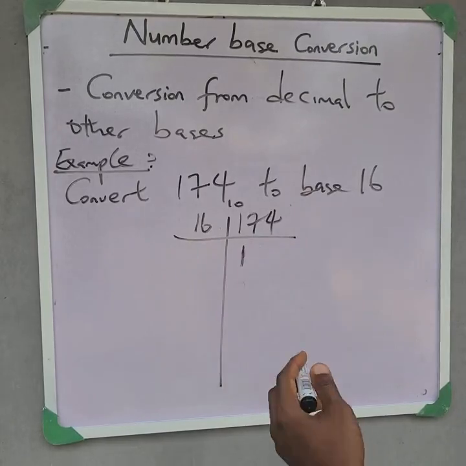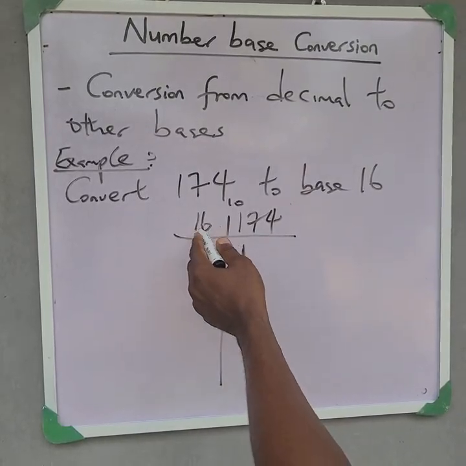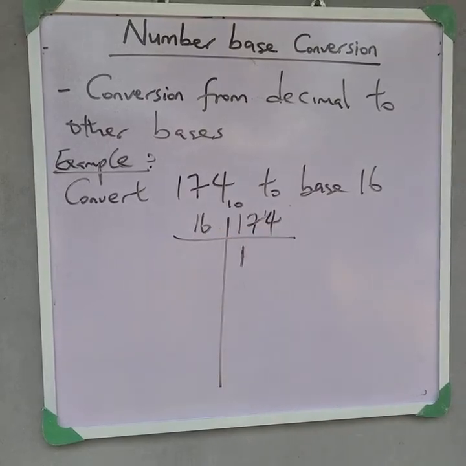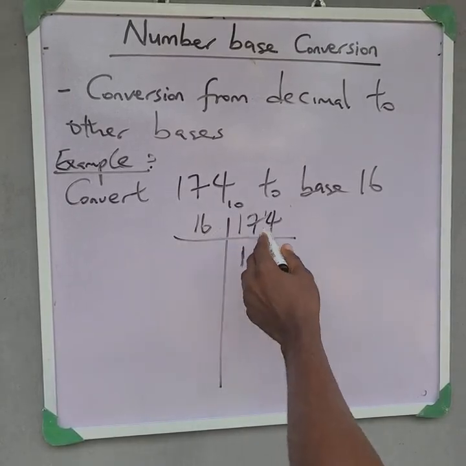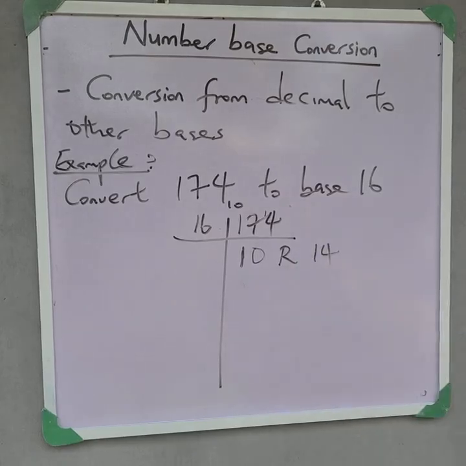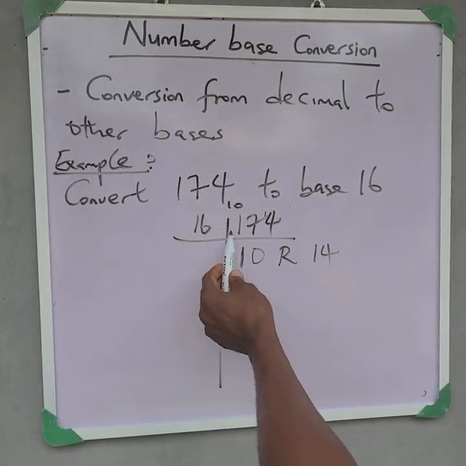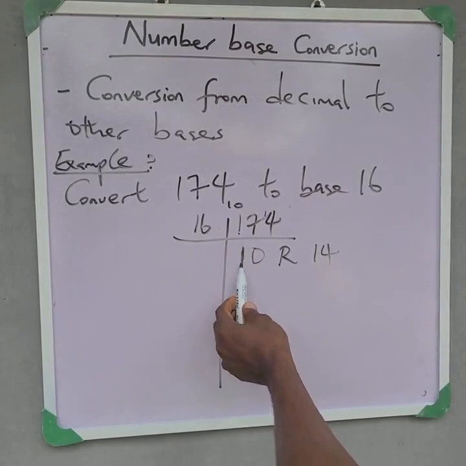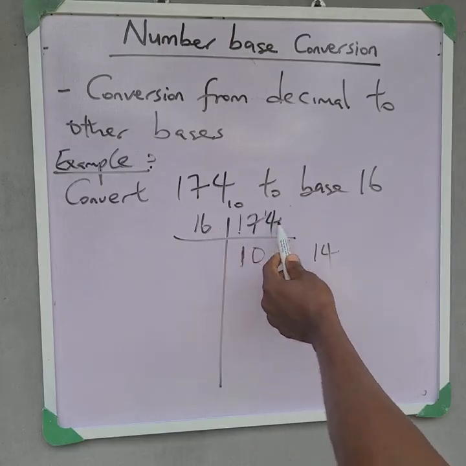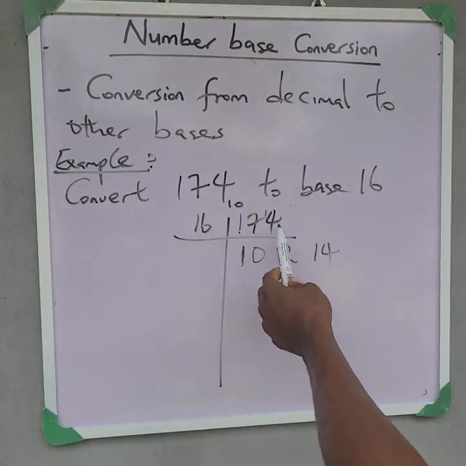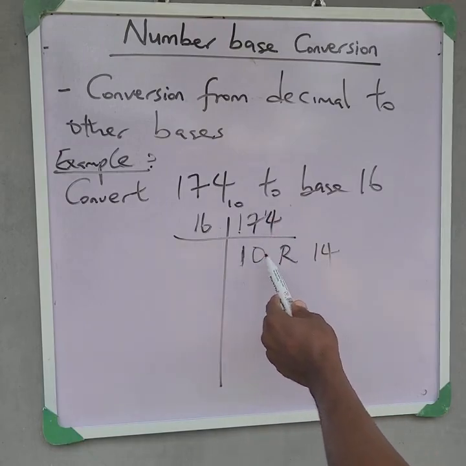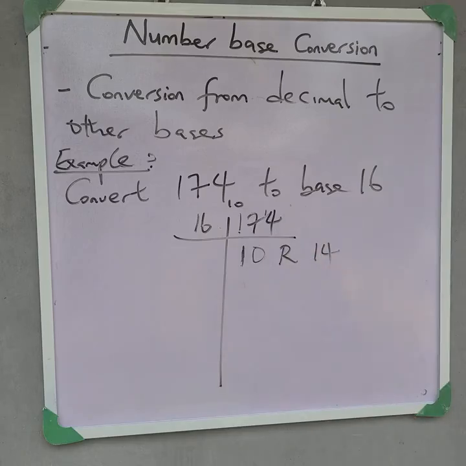Remainder 1. You have 14 here. 16 into 14 is 0, remainder 14. Look at it. You have 16 divided into 17 is 1, remainder 1. You put it here. 16 into 14: since this number is bigger than what is being divided, you write 0. Remainder, what you have there, that is 14.